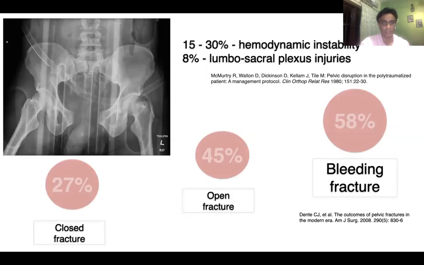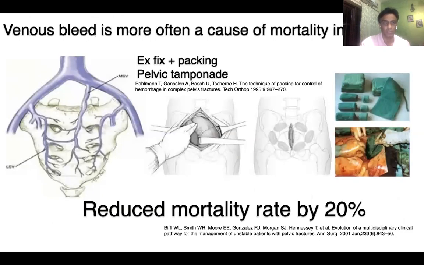If you look at the incidence of pelvic fractures, 13 to 15% of them have hemodynamic instability, and 8% of patients have lumbosacral plexus injuries. And if you look at the mortality rate, it goes up to almost 60% if you have a bleeding pelvic fracture. So you need to know where the bleeding comes from if you need to stop it. Most often the bleed comes from the venous system and the fractured bony surfaces.